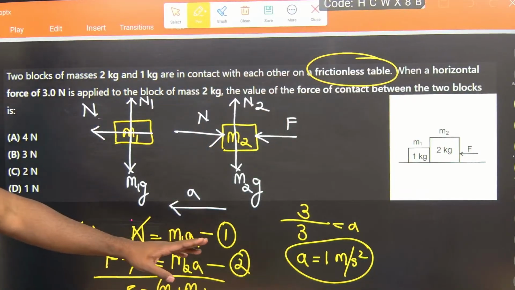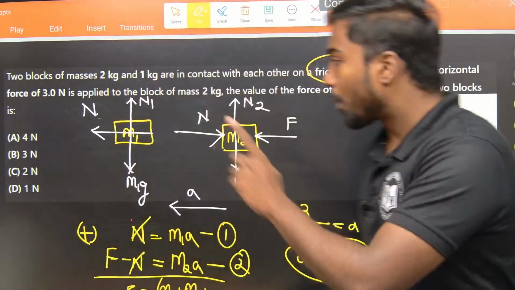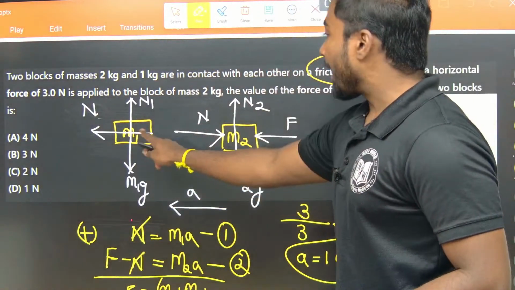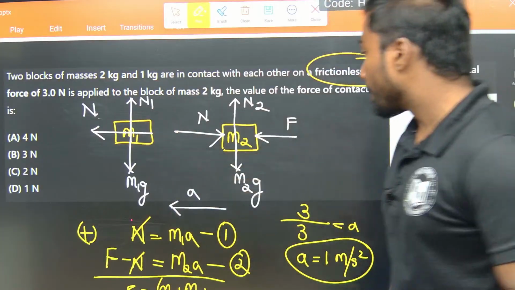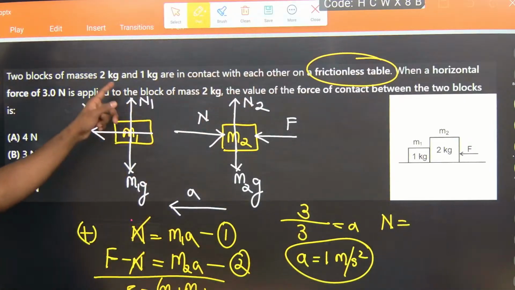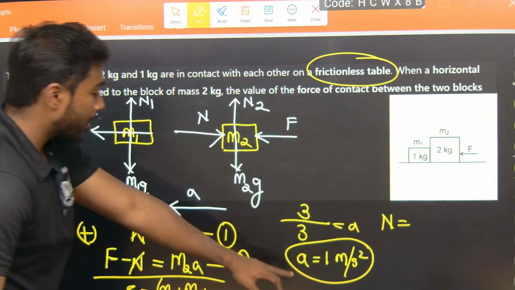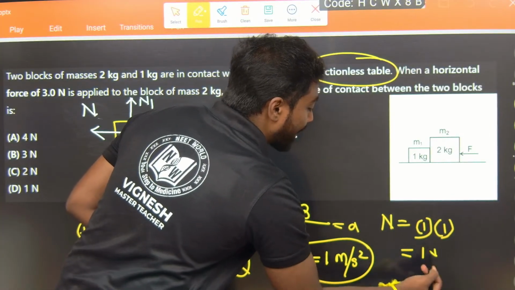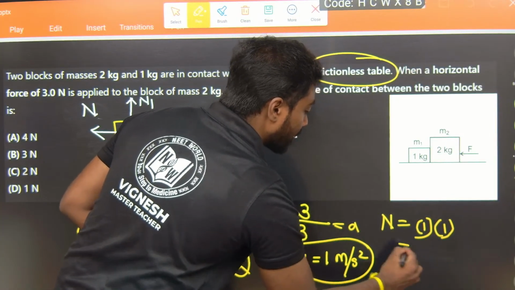Either I can substitute the value of A in equation 1 or equation 2 to get the normal force that is acting between the blocks M1 and M2. So N is equal to M1 times A. M1 is 1 kg and its acceleration is 1, which means 1 Newton is the answer. Okay, the answer is 1.